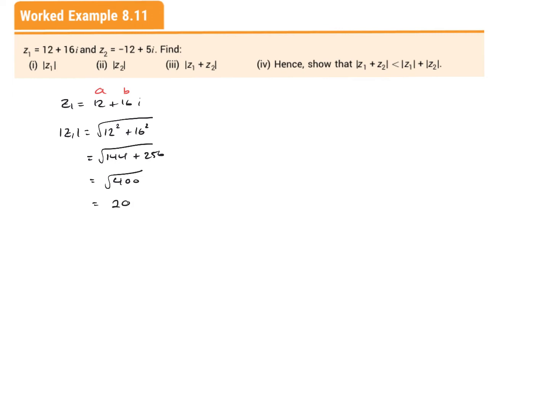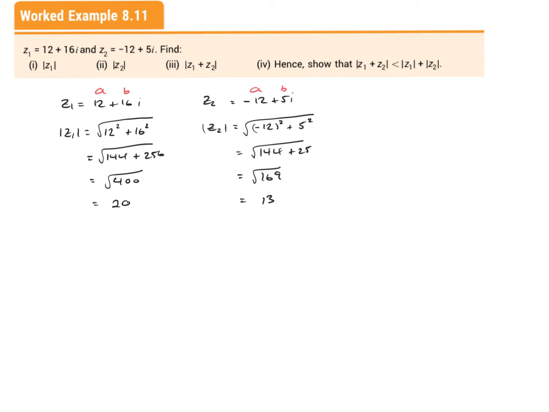For z2, we know that z2 here is equal to minus 12 plus 5i. Label them a, b. The modulus of z2 is equal to a squared, which is minus 12 all squared, plus b squared, which is 5 squared, and you square root the answer. That means the modulus of z2 is equal to minus 12 squared, which is 144, plus 5 squared, which is 25, square rooted. Add them together, you get 169, square rooted, and the square root of 169 is equal to 13.